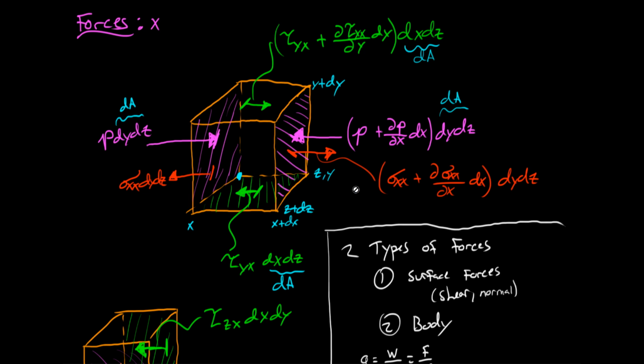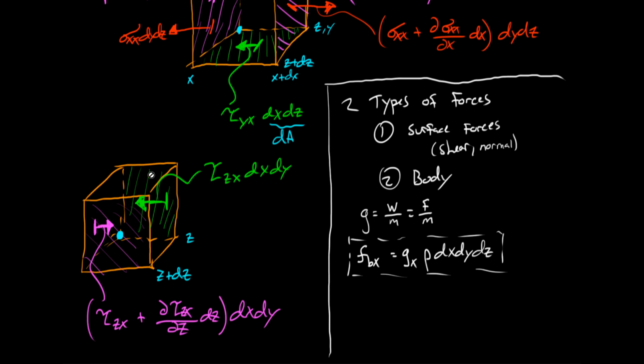We have that same idea happening on the front and back of the box. To keep things from getting cluttered, I've drawn it down here. Remember this is the z direction, and so this is the z face. So we've got tau zx, and the area that it acts on is dx by dy. And then we're going to use a Taylor series to evaluate that value at the other side of the box, d/dz. And so there's that.